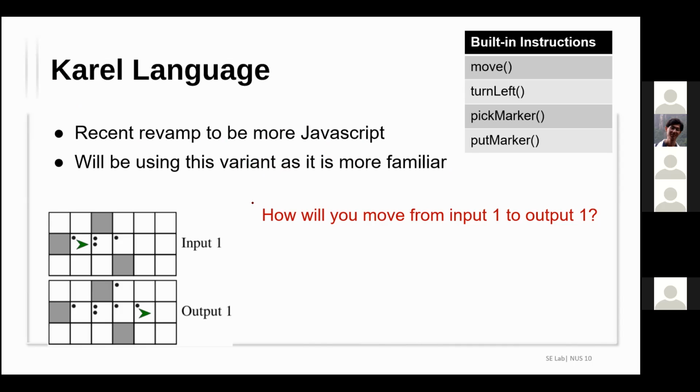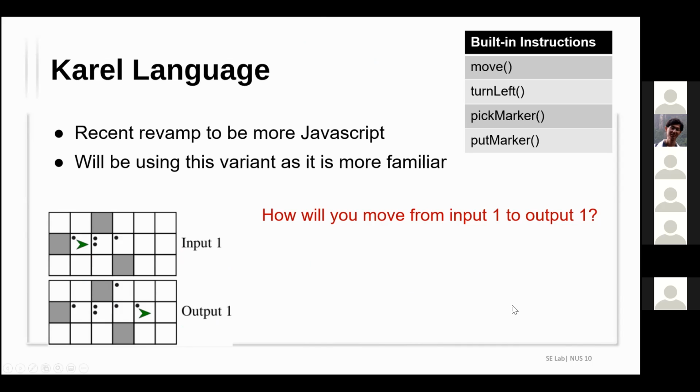So my first question is how will you move from input 1 to output 1 using these built-in instructions? Let's say now you are the algorithm and I give you this input and this output. How would you move? Okay, we can pick anyone to volunteer. This is a very simple thing. Maybe Darren.